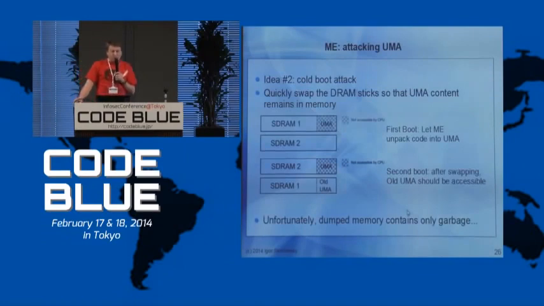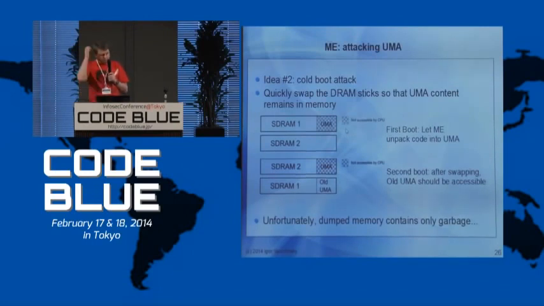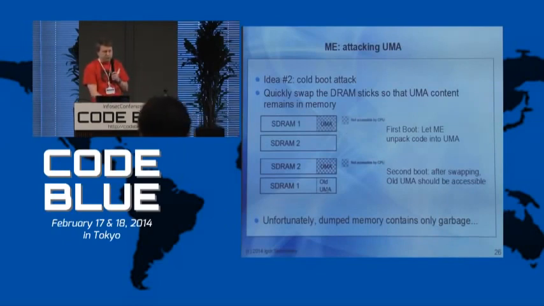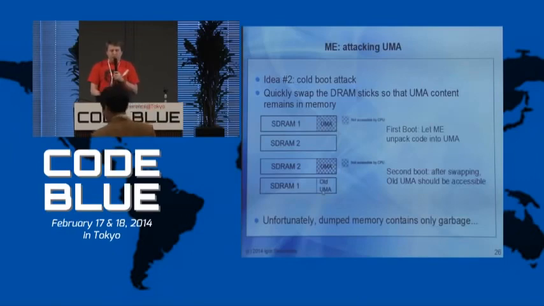Then I tried the actual cold boot attack. Here you can see the diagram. I have, for example, two memory sticks. On the first boot, the UMA region is allocated. The code of ME is copied there, and it runs. Then I can try the cold boot attack: cool down the memory using a compressed air can, turn off the PC, quickly swap the sticks, turn it on, and if I'm lucky, if not too much time has passed, the old code will be in the original memory stick.